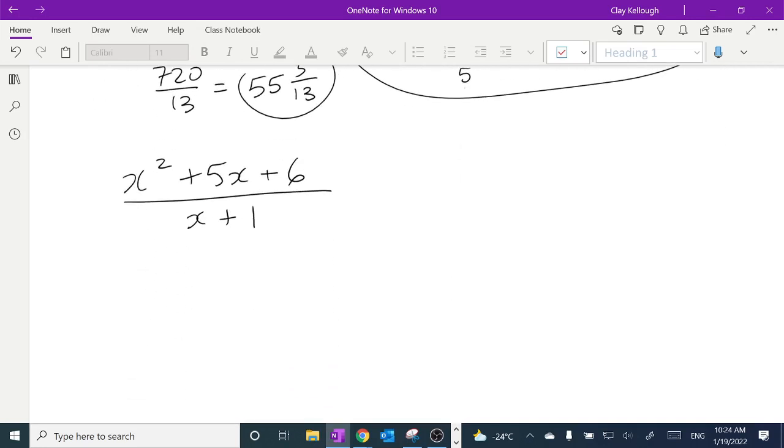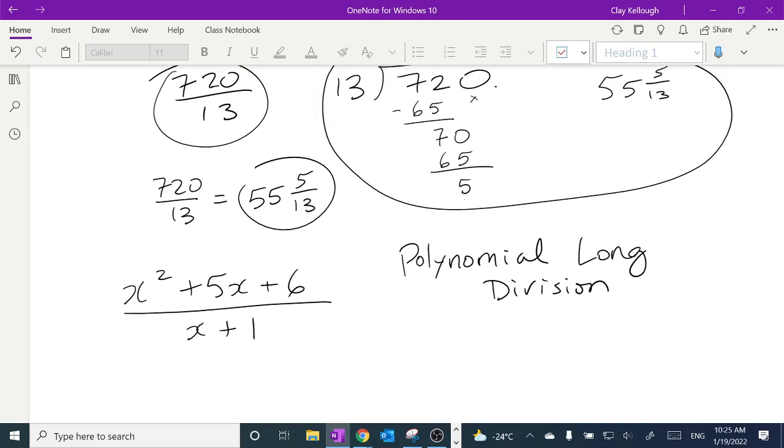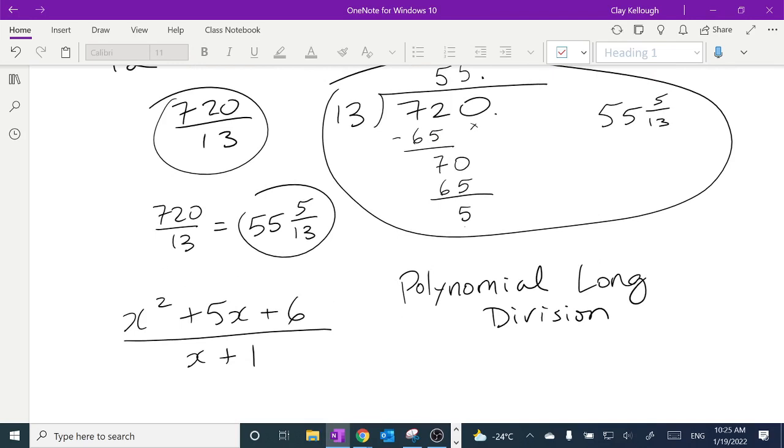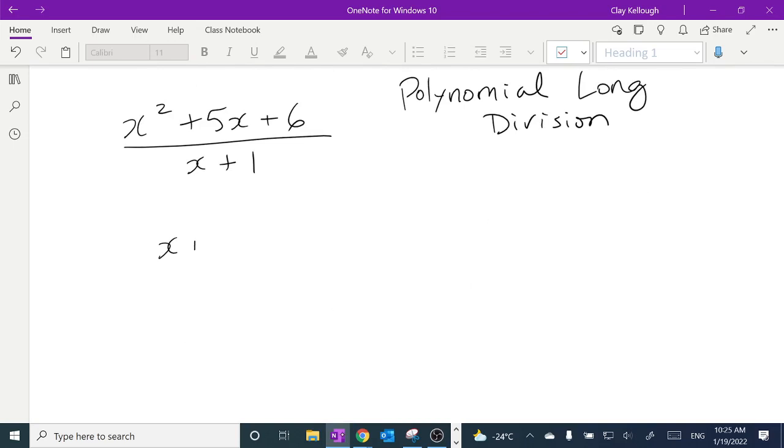So this is going to be called polynomial long division. Because this is not a factor of that. So first thing I'm going to do, I'm going to kind of compare the steps. So the first thing I'm going to do is I'm going to rewrite it in division form. Notice that the bottom ended up here, and the top ended up in this division bracket. So that's the first thing I'm going to do.